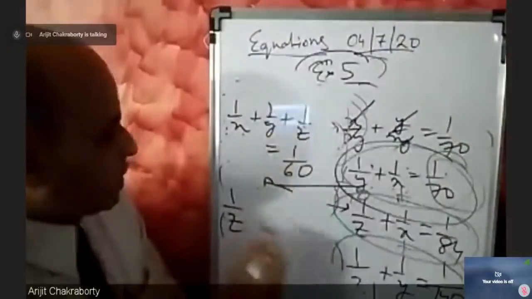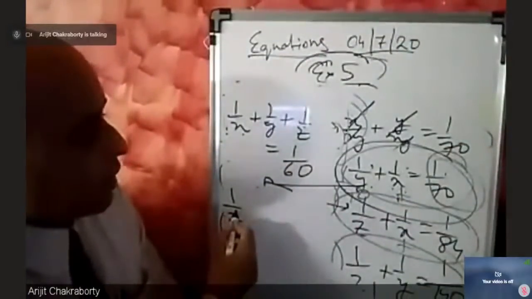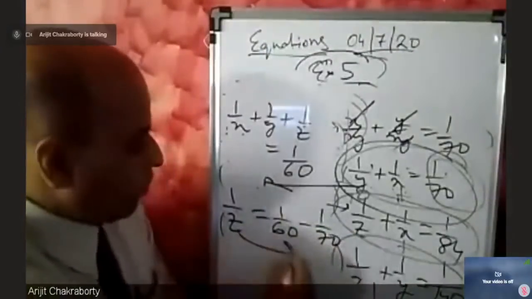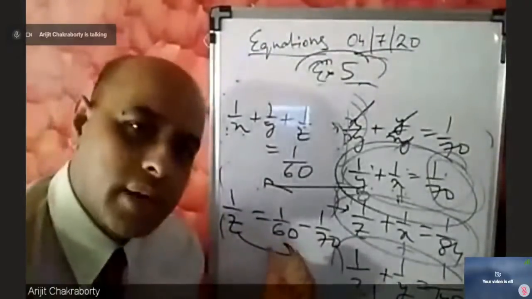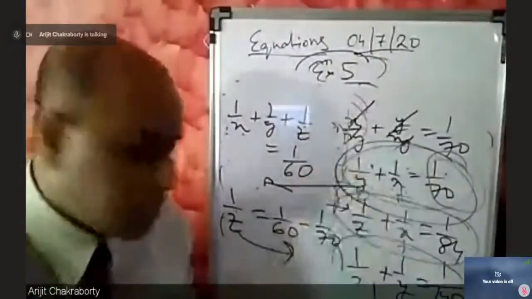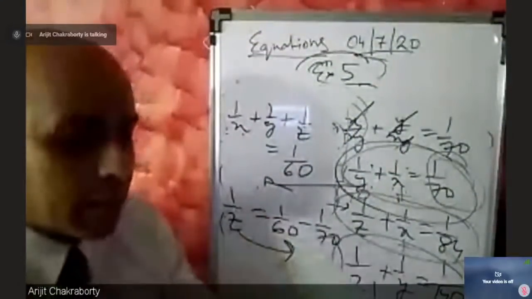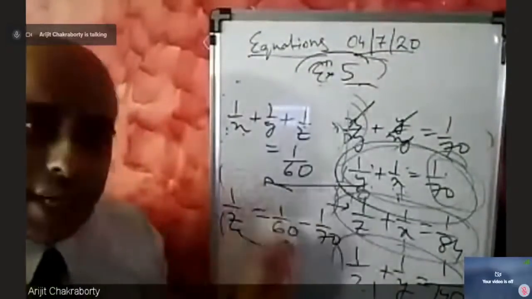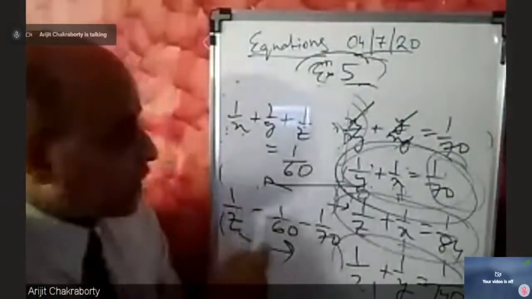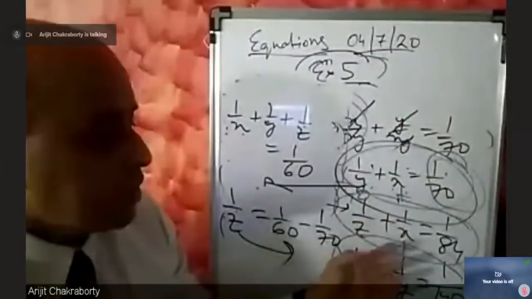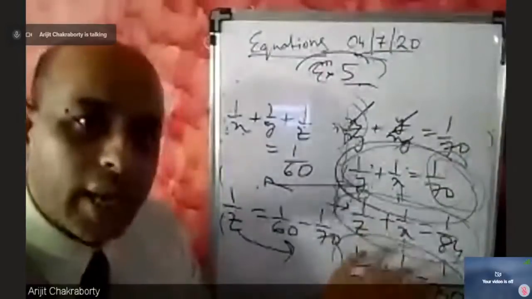So 1 by z is equal to 1 by 60 minus 1 by 70. From here you can find the value of z. I'm not working it out, it will take more space and time. So in this way you can find out the value of z. If you find the value of z using the same principle for the other equations, x and z, you can easily get the value of x, and similarly for y.